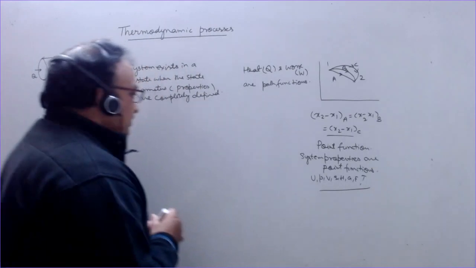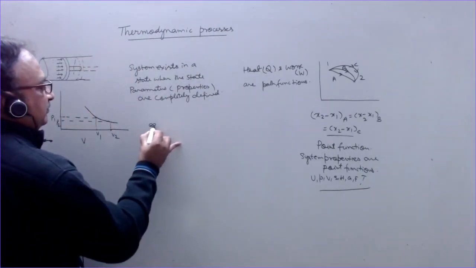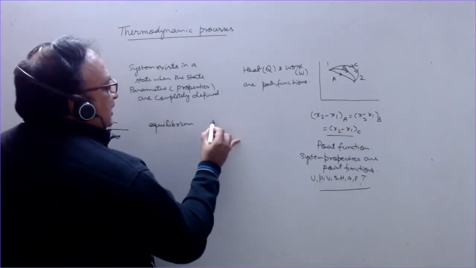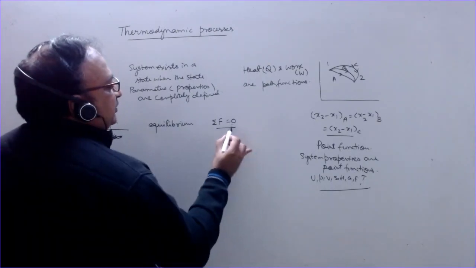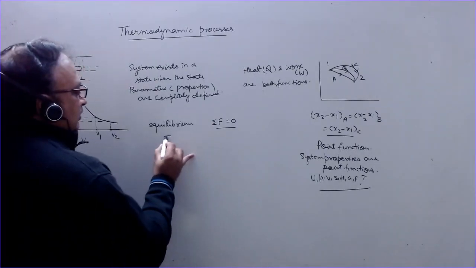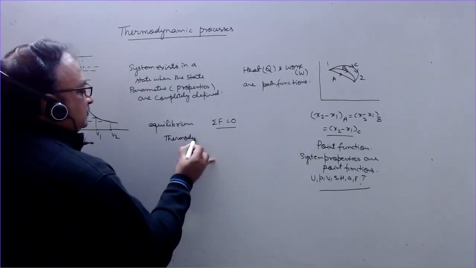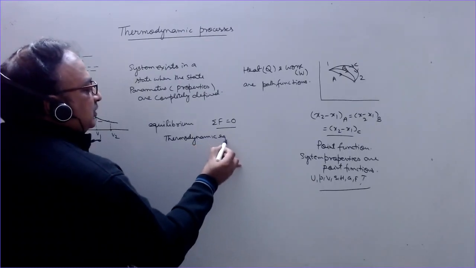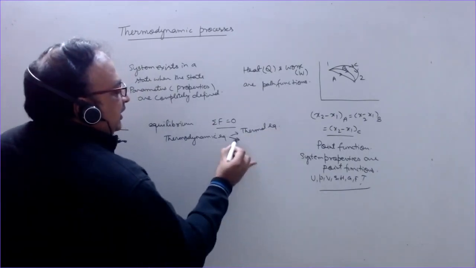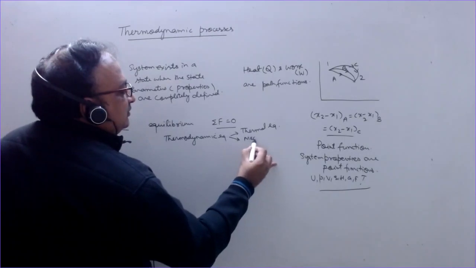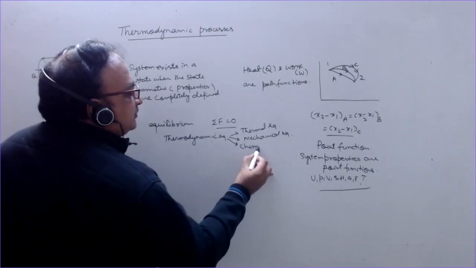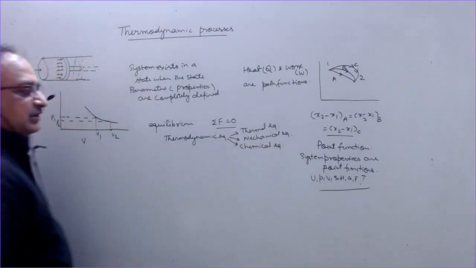Thermodynamic equilibrium means equilibrium. You all know what equilibrium is: net force acting on a body in any direction is zero, net moment is zero. Here we are talking about net force only. So thermodynamic equilibrium comprises thermal equilibrium, mechanical equilibrium, and chemical equilibrium. This is the thermodynamic equilibrium.